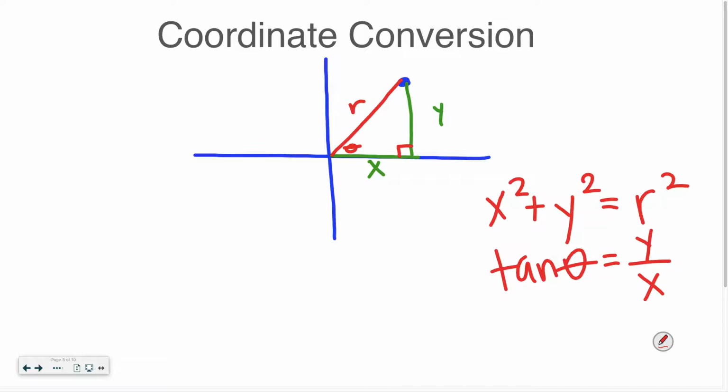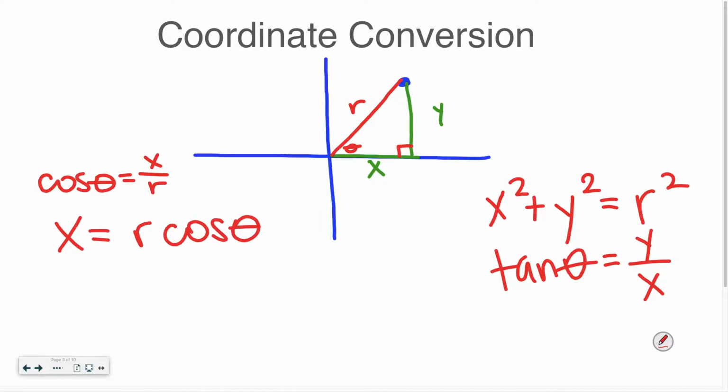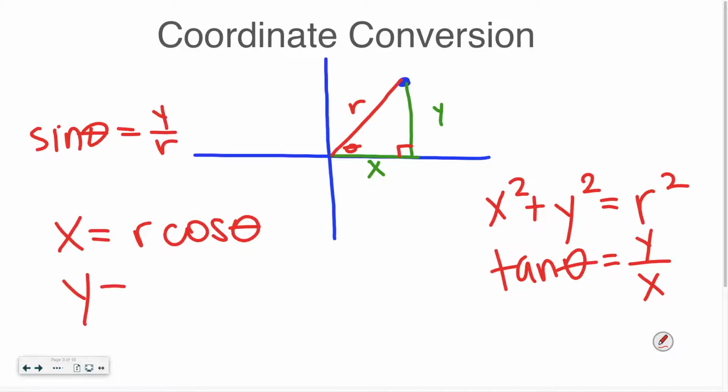All right, Kinley, how do we find x? Okay, we can use the different sines and cosines. So we know that the cosine of our angle would be x over r, right? So if we solve for x, x would be r cosine theta. We could do the same thing for y. We know that the sine of theta is y over r. So y would equal r sine of theta.